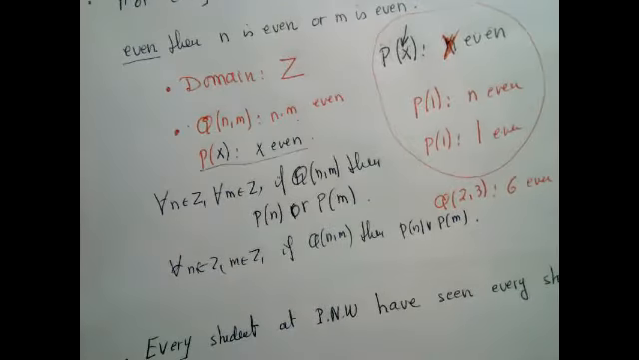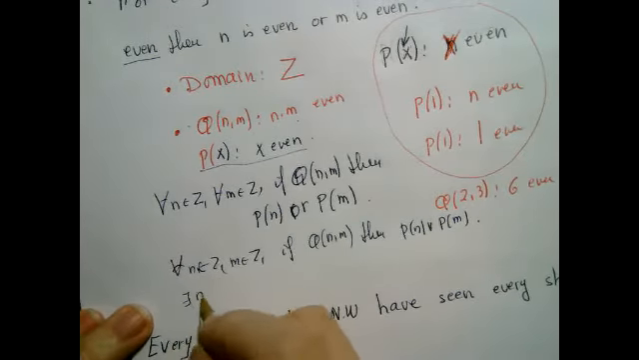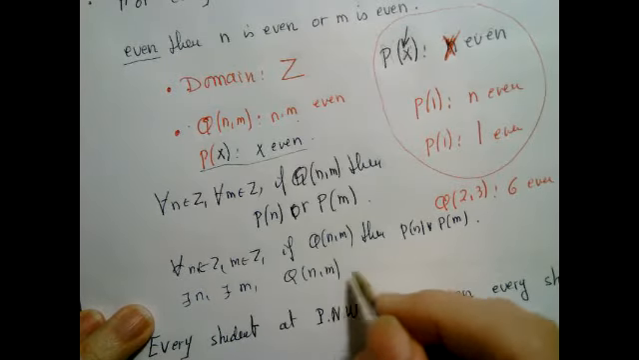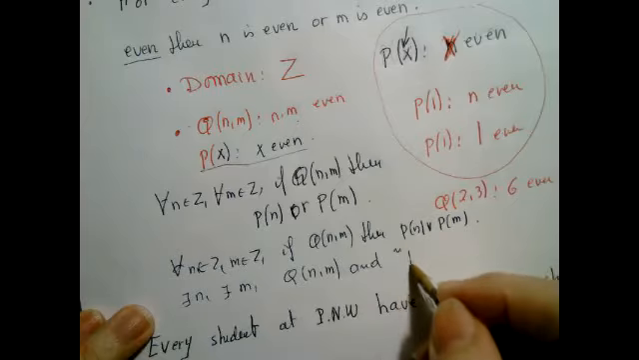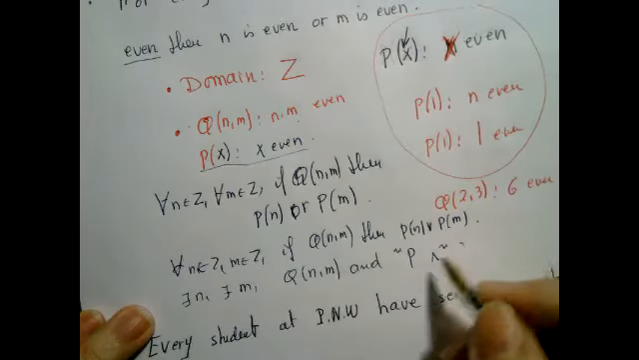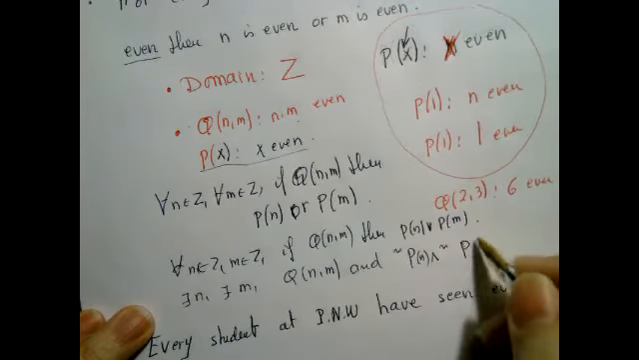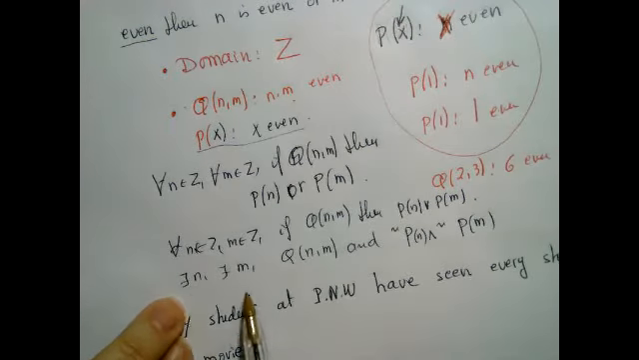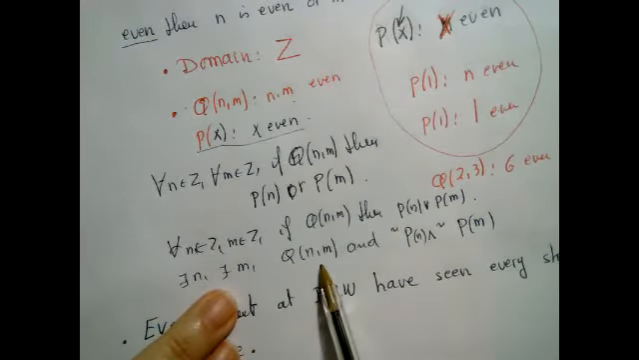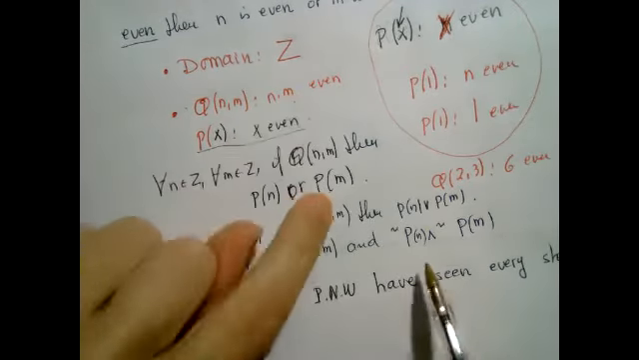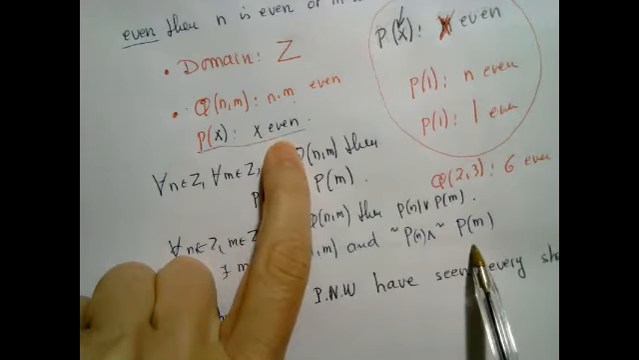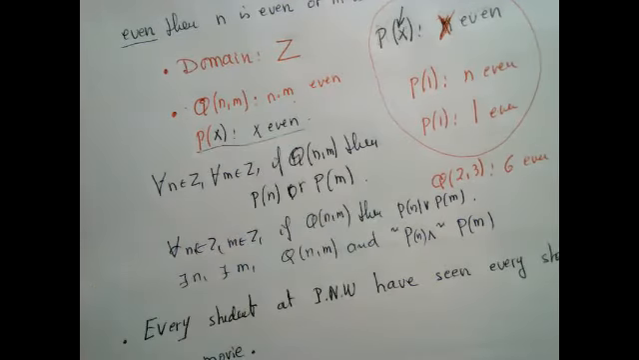Okay, so when you write, it should make sense. You have to write it correctly. Now the negation would become: there exists an n, there exists an m, such that Q of n and m, and non-P of n and non-P of m, which are two different variables. It means I can find an integer n and an integer m such that nm is even and n is not even and m is not even.